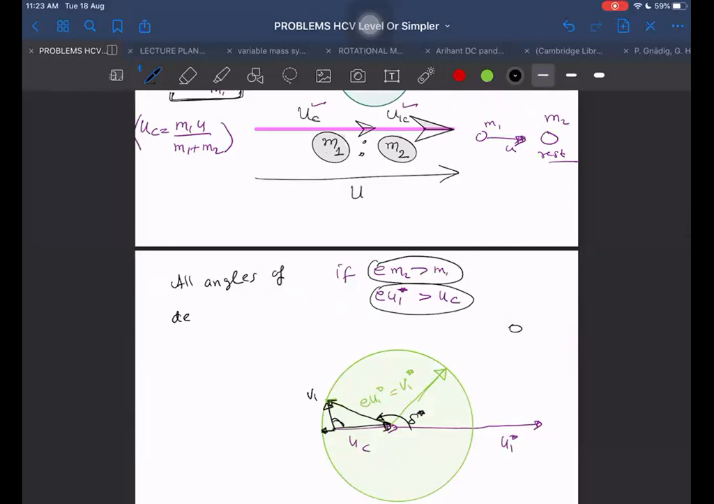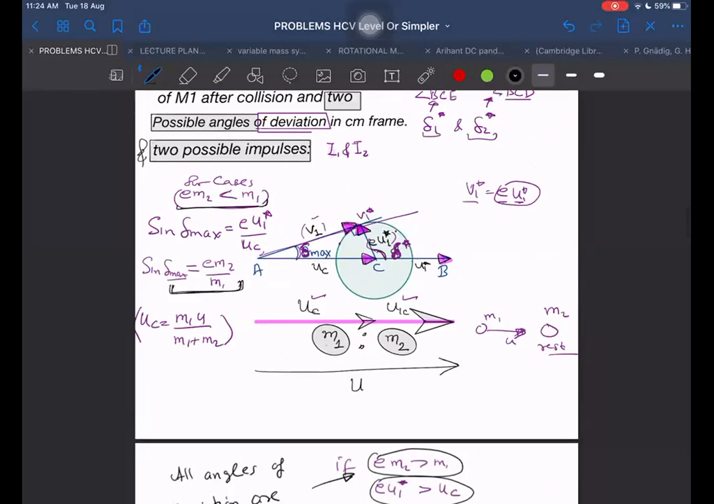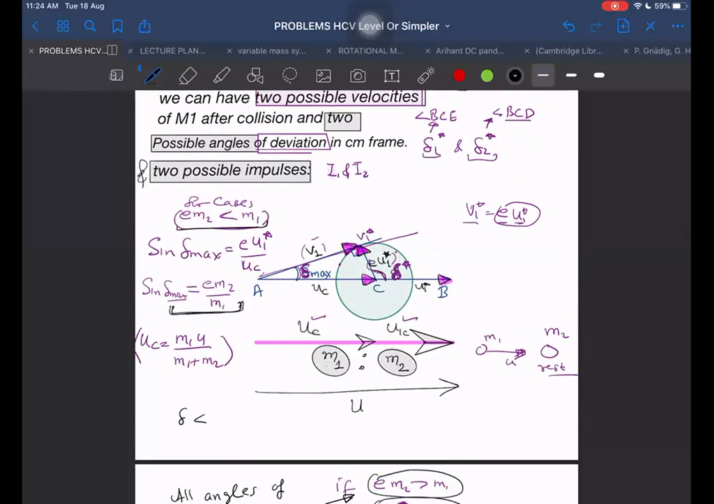All angles of deviation are possible, if this is the case. But in this case, only which angles of deviation are possible? Delta is possible only which is less than sine inverse of E into M2 by M1. So the angle of deviation would be less than or equal to this, but it will never be greater than this, because the maximum possible is sine inverse of E into M2 by M1. All other possible deviation angles will be less.